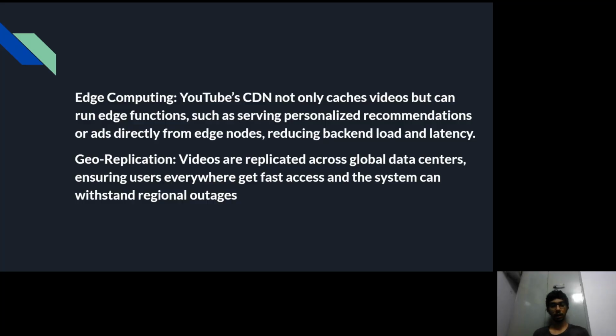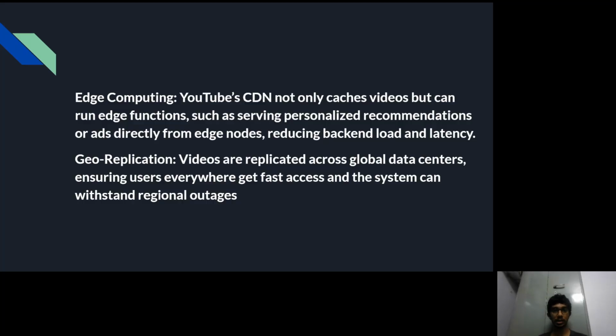Geo-replication. Videos are replicated across global data centers, ensuring users everywhere get fast access and the system can withstand regional outages. For example, for a content creator in the United States, and you're trying to see a video from India, in normal cases, if there's only one specific copy of that video and it is only available in the United States because that is where the user has uploaded their video, then for your network to communicate with the network that has the video there will take a lot of time.